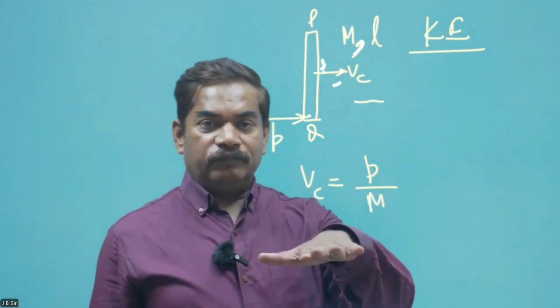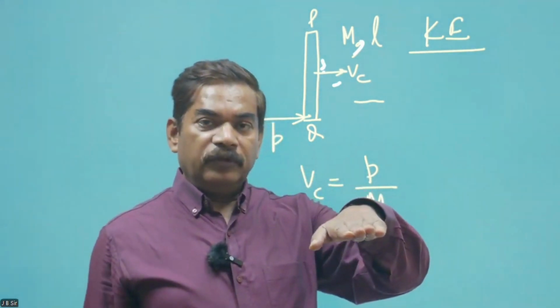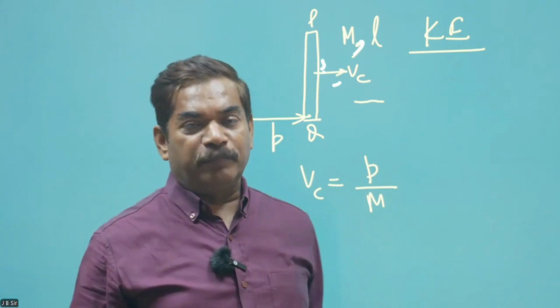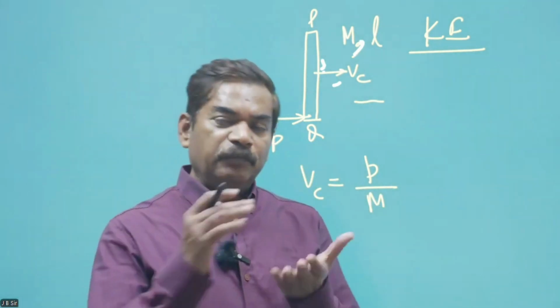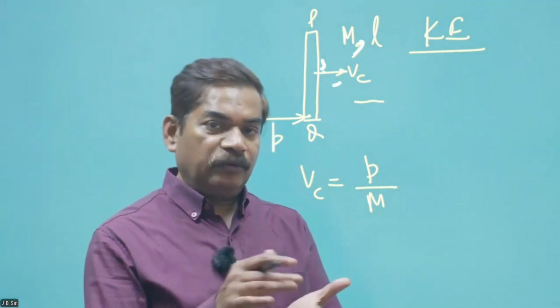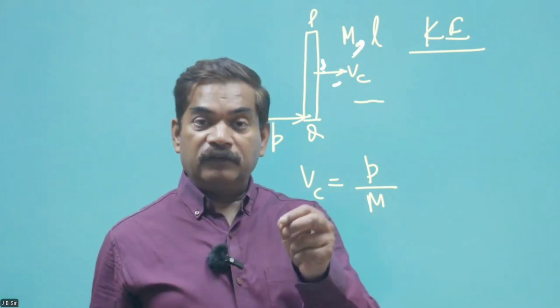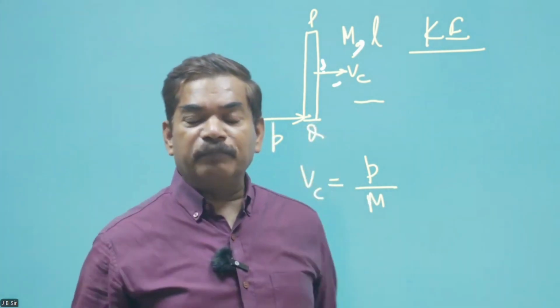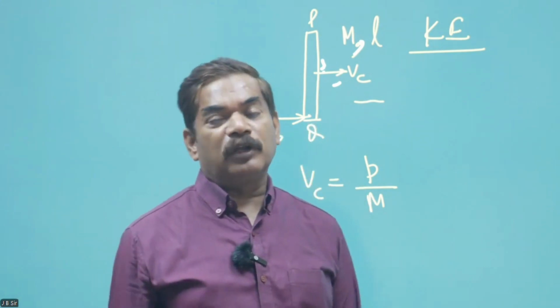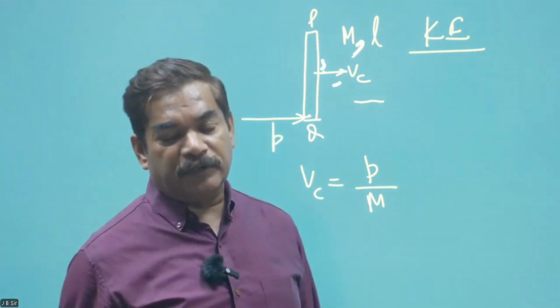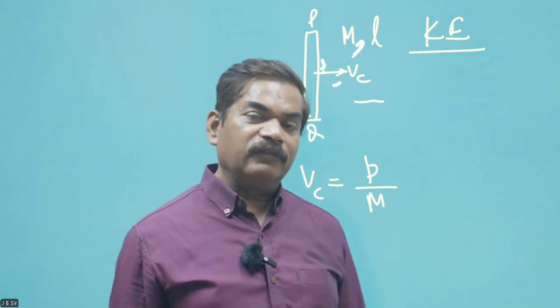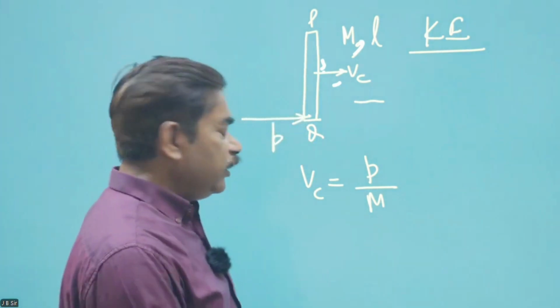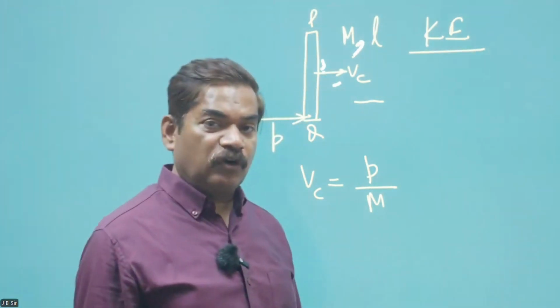On a rigid body lying on a smooth floor, at whatever point you impart an impulse, whether you impart the impulse at the center of mass point or somewhere else, the velocity of the center of mass will become P upon M. This will be the velocity of the center of mass.